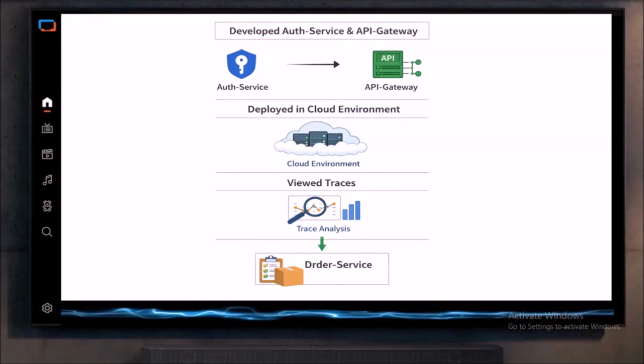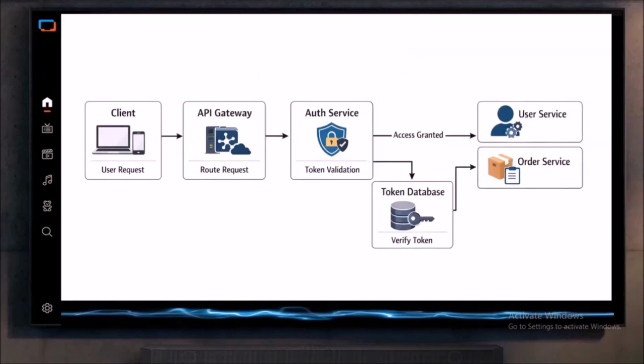Now it is time to add one more service to our project, and that is the order service. But viewers, the order service should only work if the user is authorized by the auth service. It means the API gateway would receive the request from the client, the auth service would validate the token, and only then the order service would be allowed. The order service must never trust the client directly.